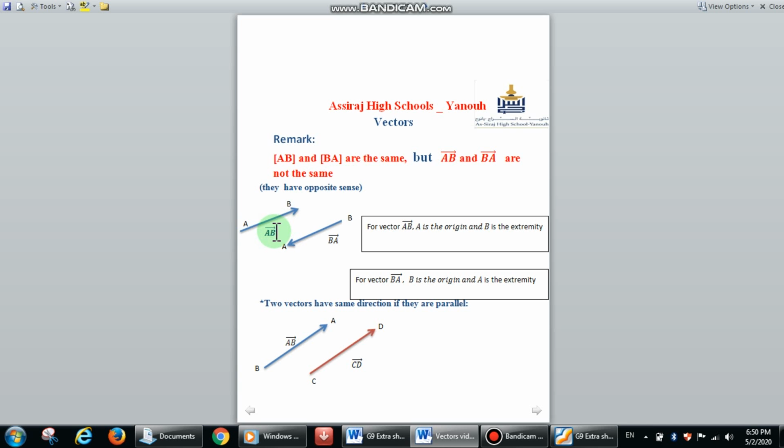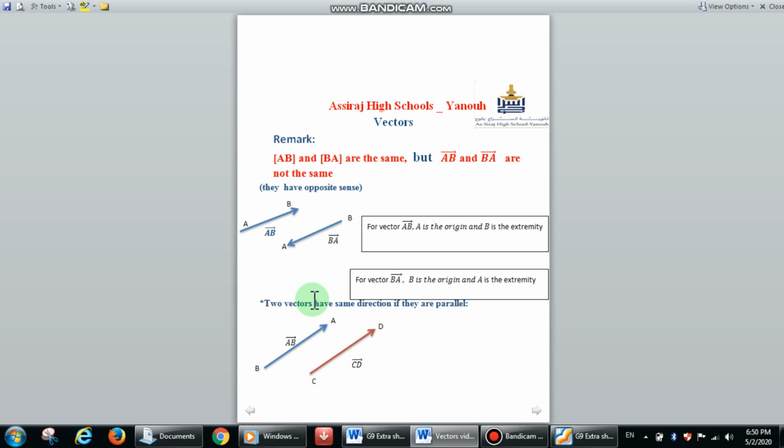For vector AB, A is the origin and B is the extremity. For vector BA, B is the origin and A is the extremity. So you notice that the two vectors AB and BA have opposite sense.